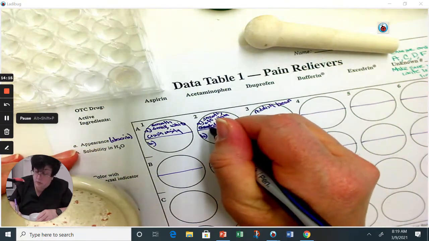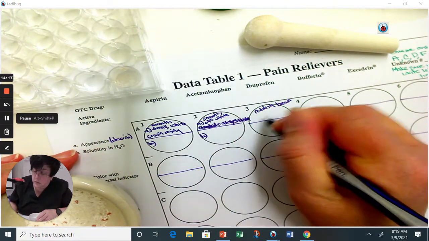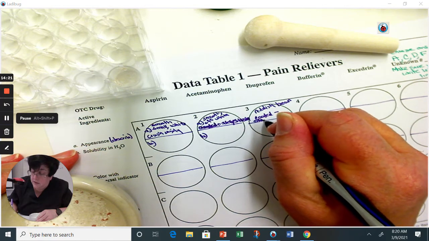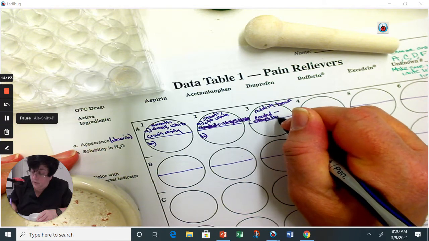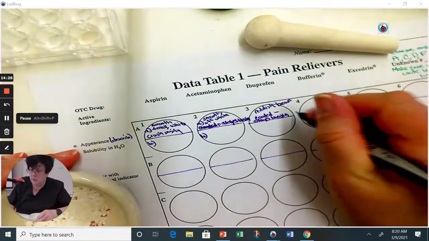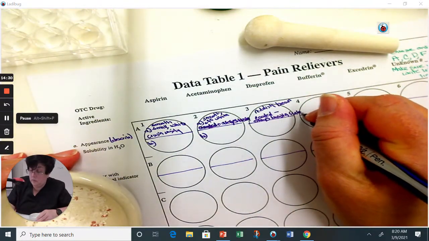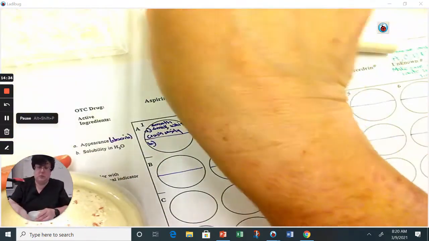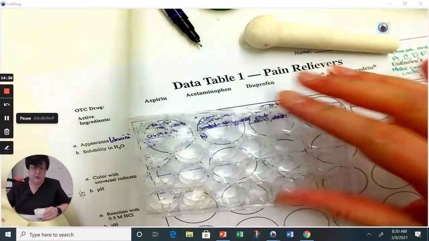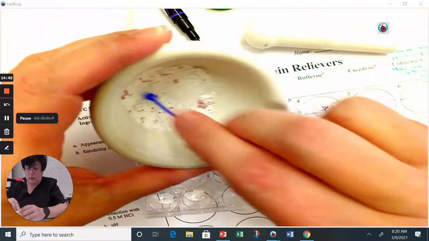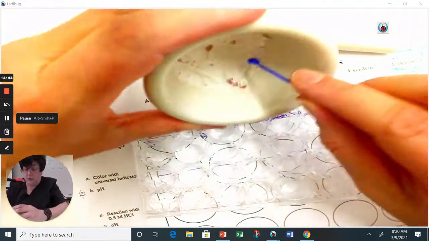Oops, wrong one. Coated. And it stays brown flakes after crushing. Okay, the powder itself is white, but the coating stays brown. All right, which one's that? 3. So I'm going to put this in the third well going down.